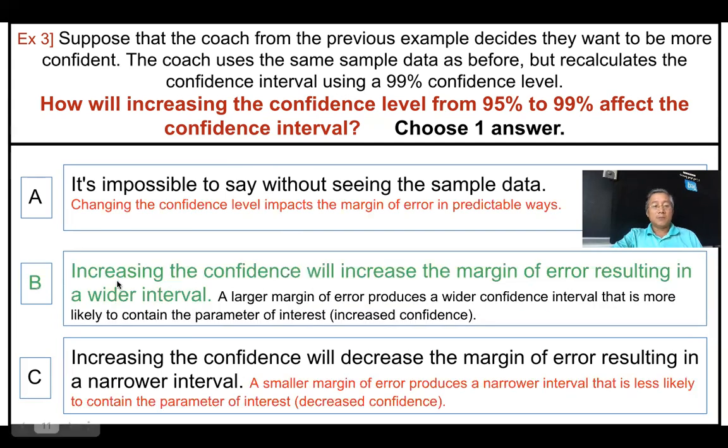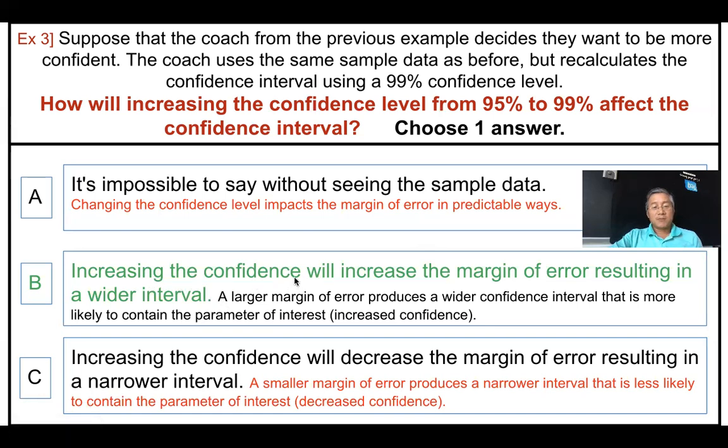Answer is B. So A is wrong, changing the confidence level impacts the margin of error. Margin of error is how many standard deviations away from the mean, right? Margin of 1 standard deviation, 2 standard deviations, 3 standard deviations from the mean. So that's the margin of error: how many standard deviations away, the distance from the mean. I will explain again. And so B is the answer.